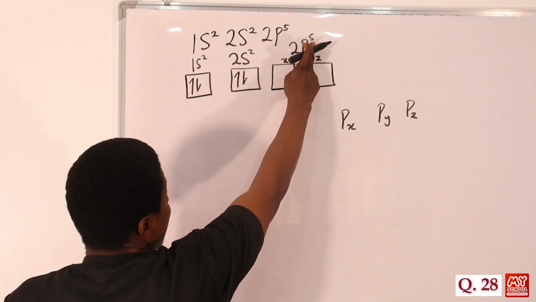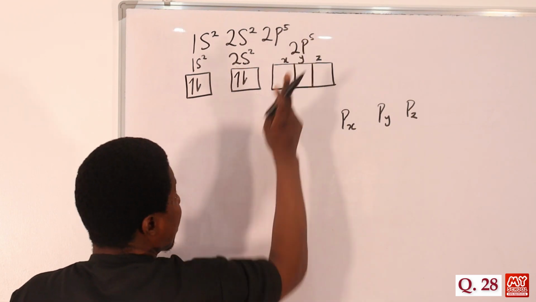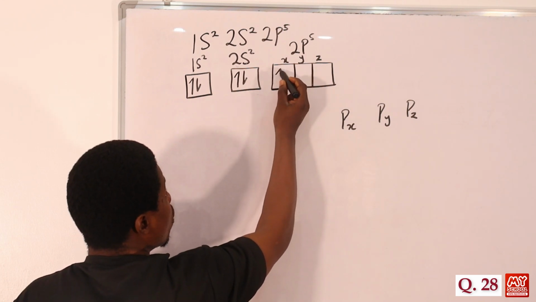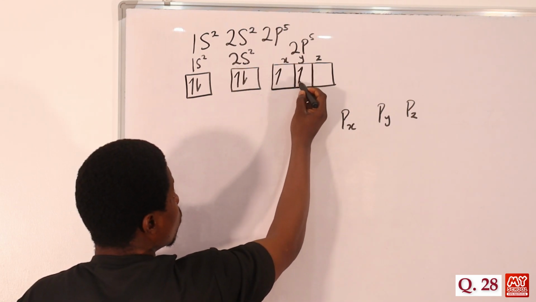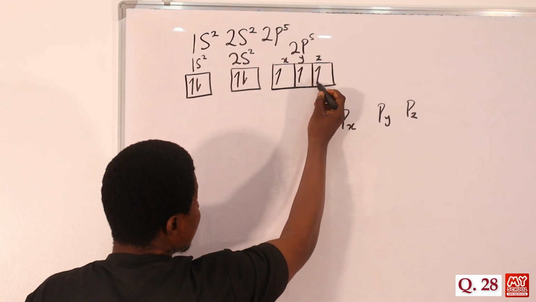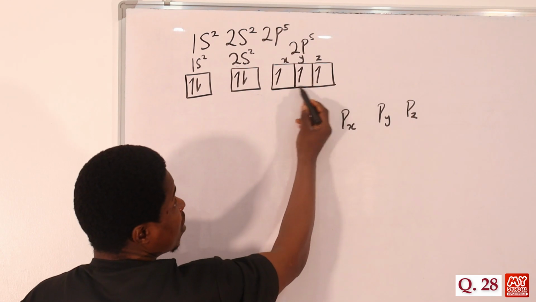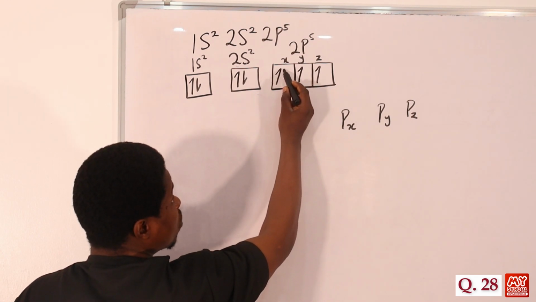Now for this p, 2p5, we have 5 of that. According to Hund's rule, we fill singly first. We want to fill 5 here, so we have 1, 2, 3, and we are still going to 5. Then we are done with single filling now. So we continue from what? Doubling now.